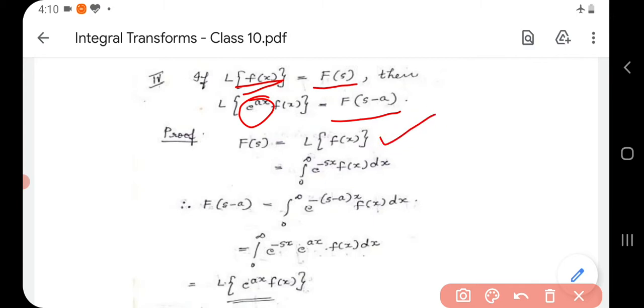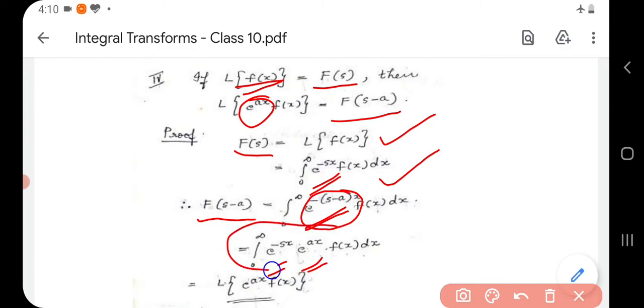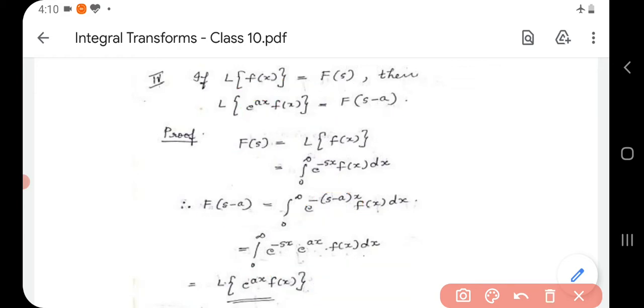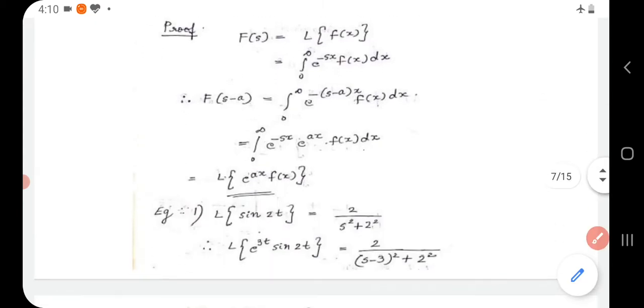Laplace transform of f of x equal to integral 0 to infinity e raised to minus sx f of x dx can be written as F of s. Now in such case, what will be F of s minus a? In place of this, you will have e raised to minus of s minus a x. Okay, now just split this into 2, that is e raised to minus sx into e raised to ax. Now this is nothing but Laplace transform of e raised to ax f of x. So that is a theorem. So when you get problems like this, you first understand that this is of this form. We will do one problem.